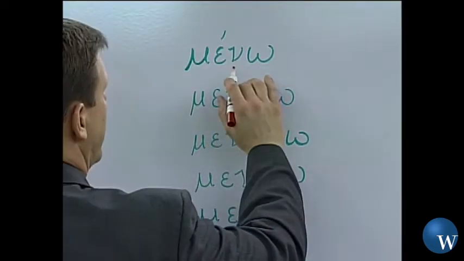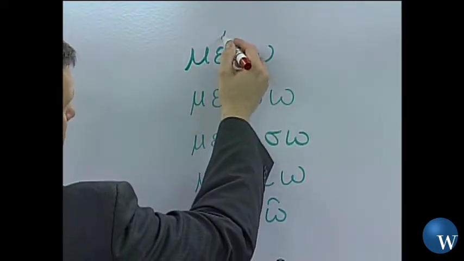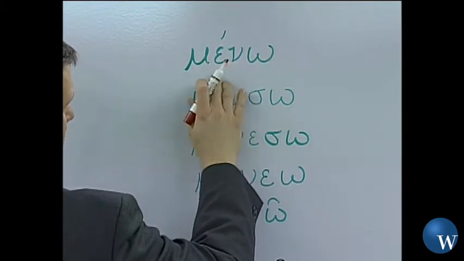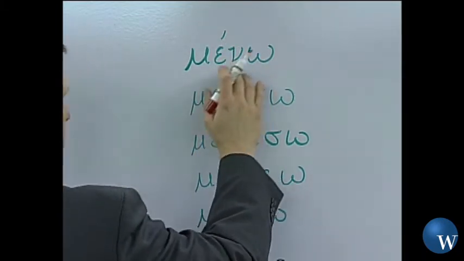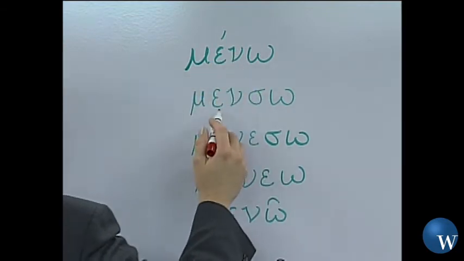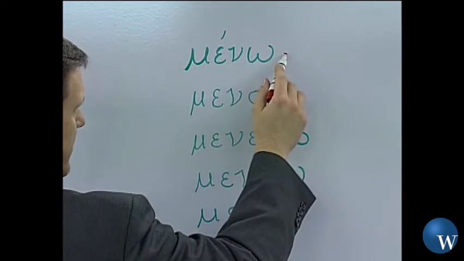Now notice that here's our word, mano. Notice where the accent mark is on this first syllable, mano. Now, if we went to the future, this is present active indicative, first person singular.